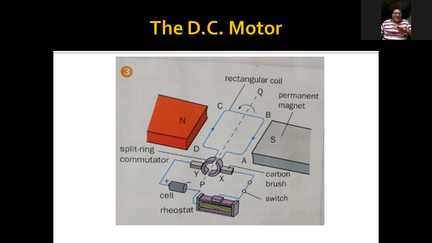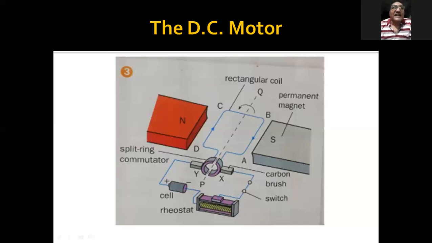So when the coil is rotating anti-clockwise, you see the AB was on the left side. When the coil rotated, it reached the vertical position and then it rotated further. Now the AB has reached the right side. Before, the CD was on the right side, and the coil rotated anti-clockwise, the CD reached the top, and now the CD has reached the left side.